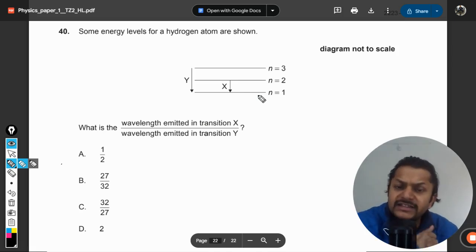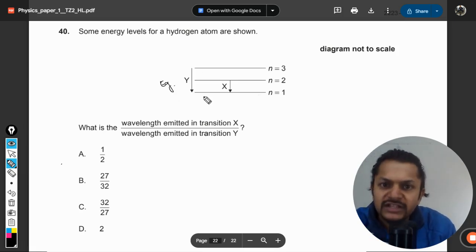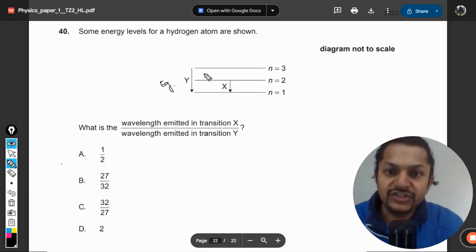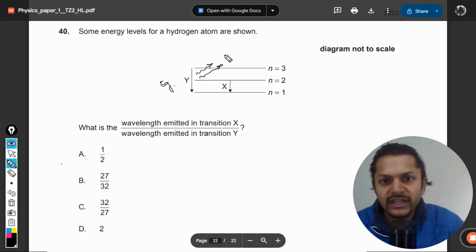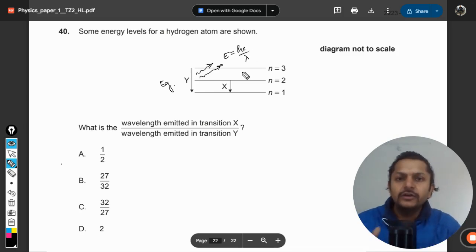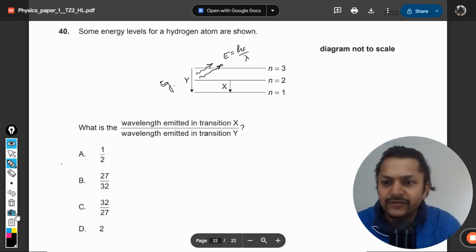So how can we relate this thing? Obviously, we have to find first of all the energy gap between the two shells. And when the electron is making this transition, the energy is getting emitted from that. And from there, we can equate this energy with hc by lambda, and we will find the value of the wavelength and we can find the ratio. There is no shortcut for that. This is the only thing that we have to do.